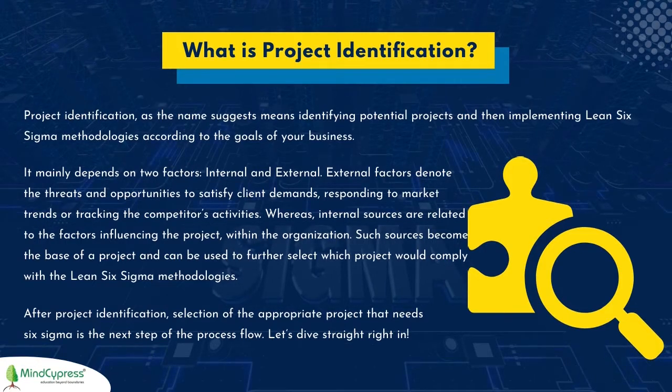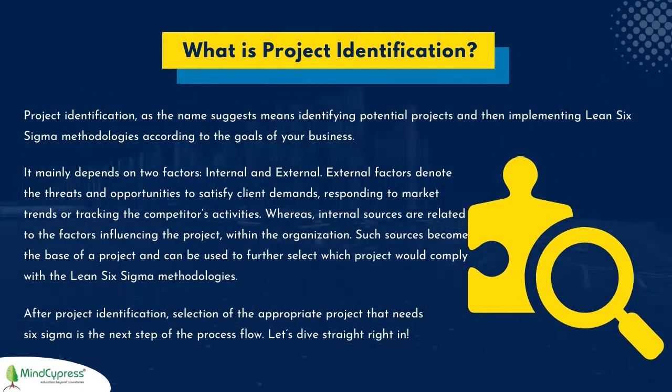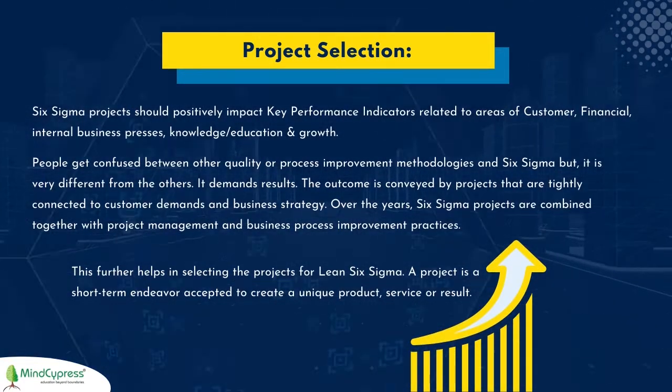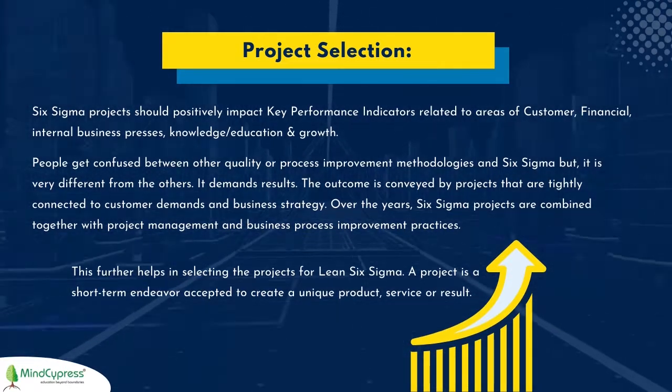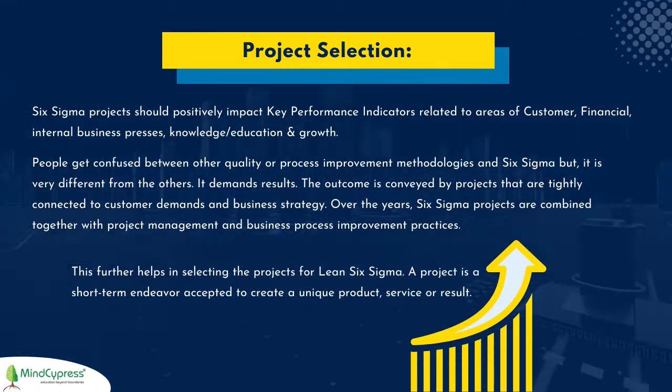After project identification, selection of the appropriate project that needs Six Sigma is the next step of the process flow. Let's dive straight right in. Project selection. Six Sigma projects should positively impact key performance indicators related to areas of customer, financial, internal business processes, knowledge or education and growth.